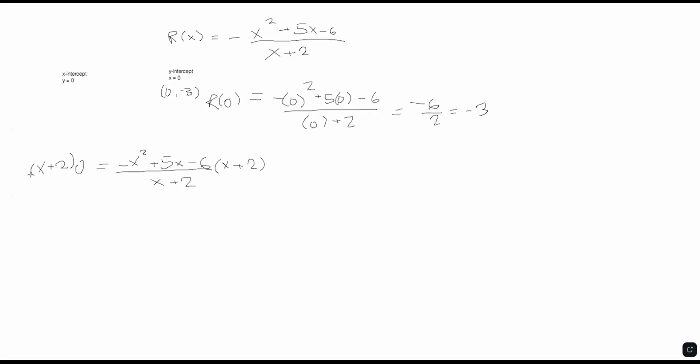So it simplifies nicely. 0 times anything is still 0, so that doesn't change. And then on the right side, the x plus 2 on top cancels with the x plus 2 on the bottom. So to rewrite this, we have 0 is negative x squared plus 5x minus 6. So instead of a rational function, now we just have a simple quadratic to deal with. And by this point, we've had a lot of practice with quadratics and how to solve them.